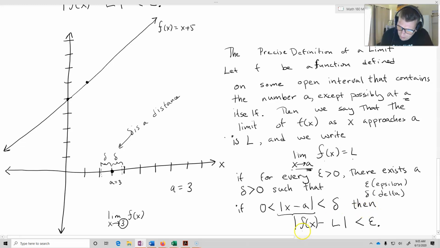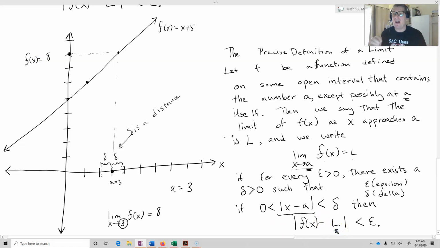Then this other part is f of x minus L is less than epsilon, okay? Well, our L here, if you remember, the limit as x approaches 3 of f of x is going to equal 8. That's what we're positing. So our L here is 8, right? When x is equal to 3, f of x equals 8. And that's our L, yes?